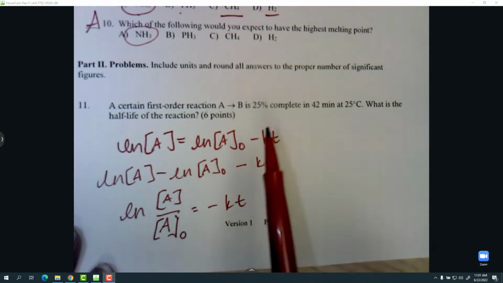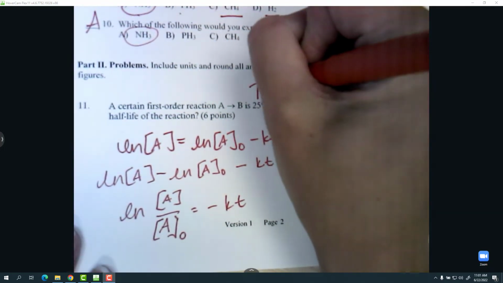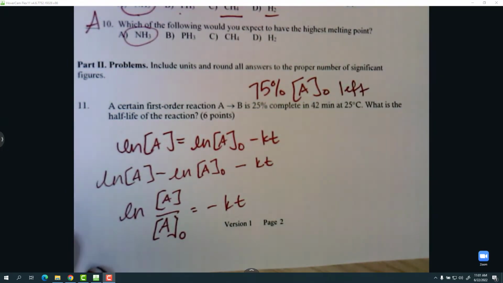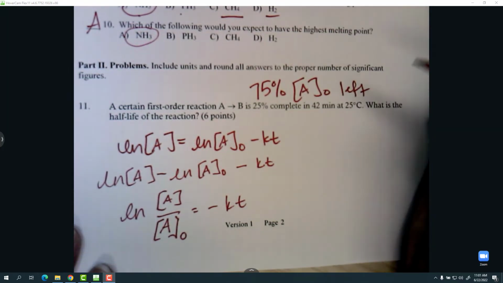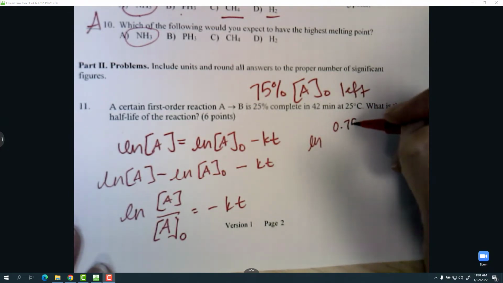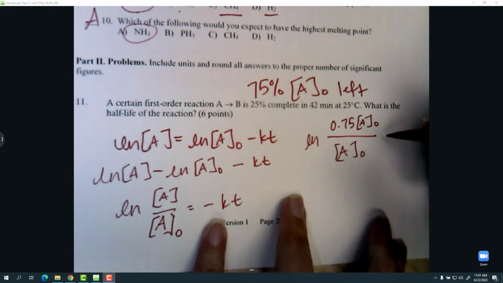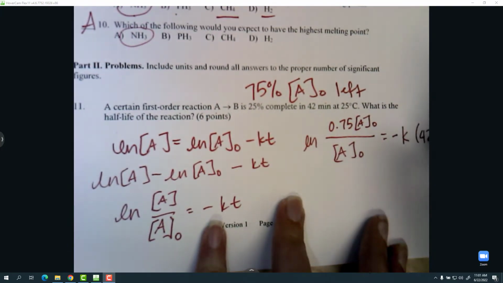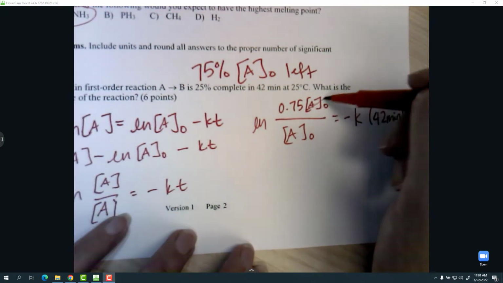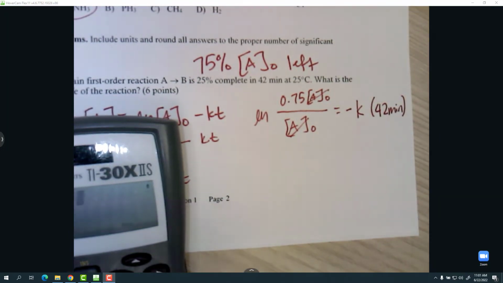So what this is telling me, it's 25% complete, which means 75% of my initial stuff is left. So I need to put a little thought into that as well. Right now. And so this is the right now part. So natural log 0.75 of the initial divided by the initial equals negative K times 42 minutes. That's the time right now. So these cancel, and so this is just the natural log of 0.75.